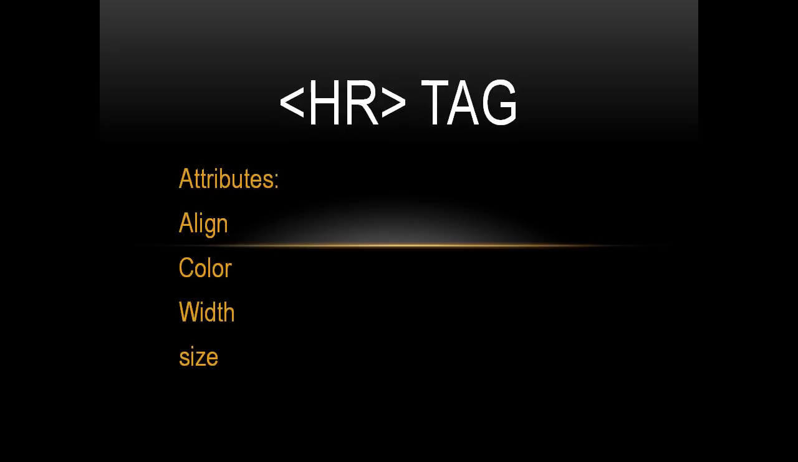Color attribute will specify the color of your horizontal rule. Width will specify its length. You can give pixel value or percentage value. Size attribute will define the thickness, or you can say the height, of your horizontal rule. You can assign pixel as well as percentage value here. Now we'll study these 2 tags with the help of one simple example.